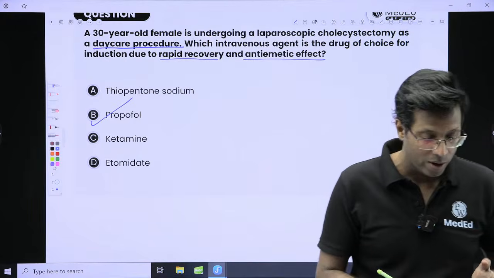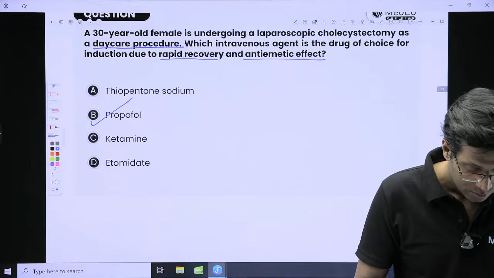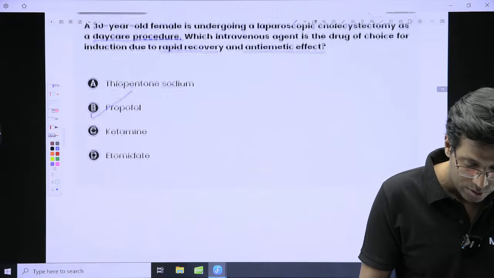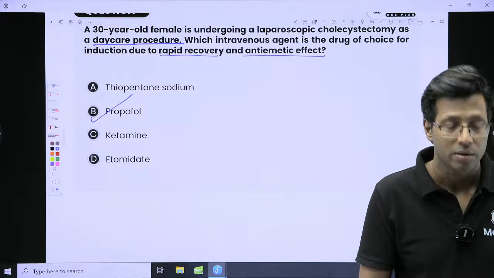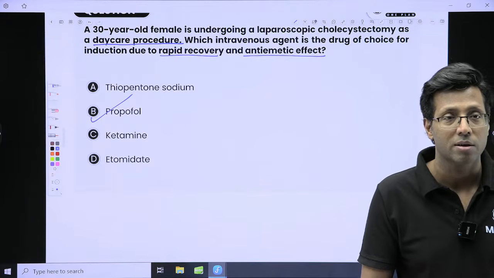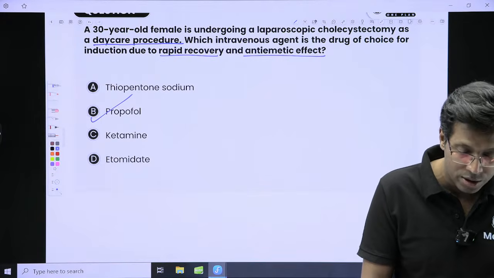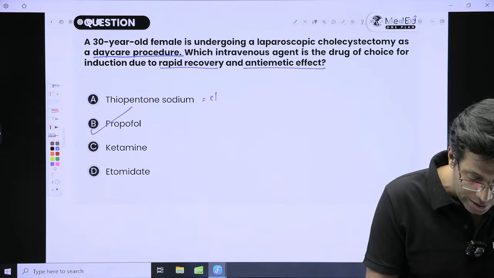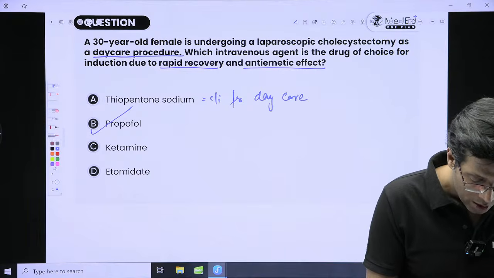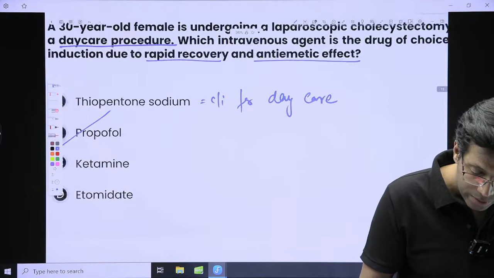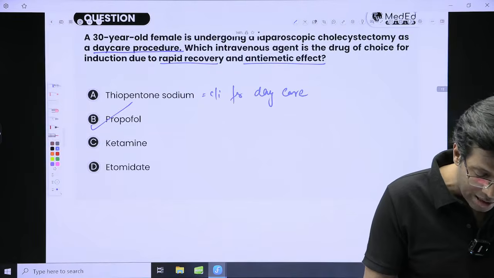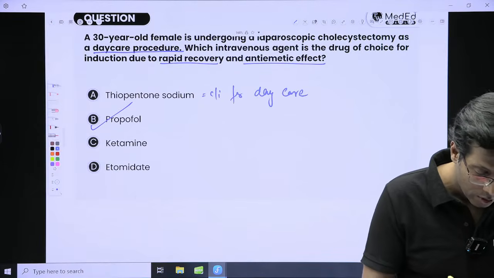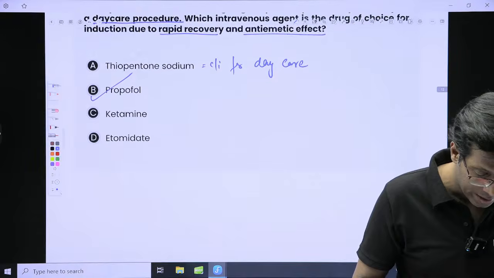Okay, thiopentone is not used in daycare. All right, propofol is the drug of choice. Anti-emetic effect is also there, right? Everyone is correct. Propofol is the correct answer. Daycare surgery, daycare procedure, drug of choice. Thiopentone is contraindicated for daycare. Propofol has rapid recovery, anti-emetic effect also, fast onset, fast offset. So that's the reason behind it.